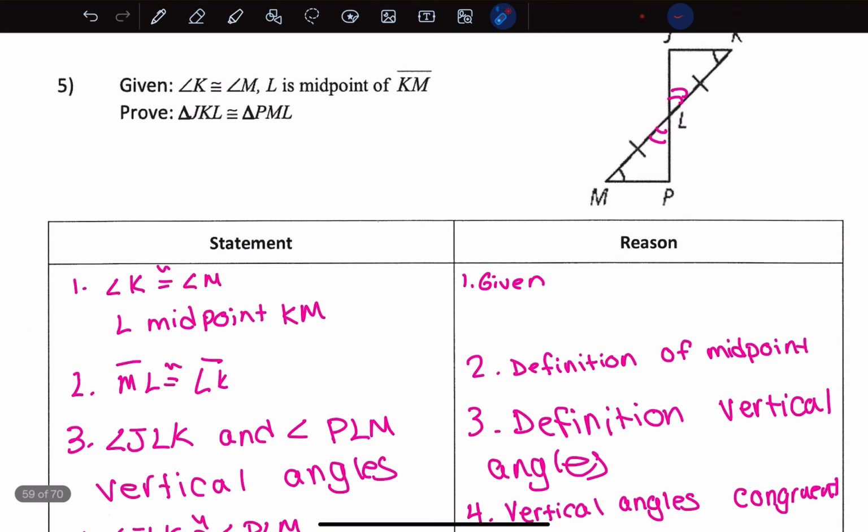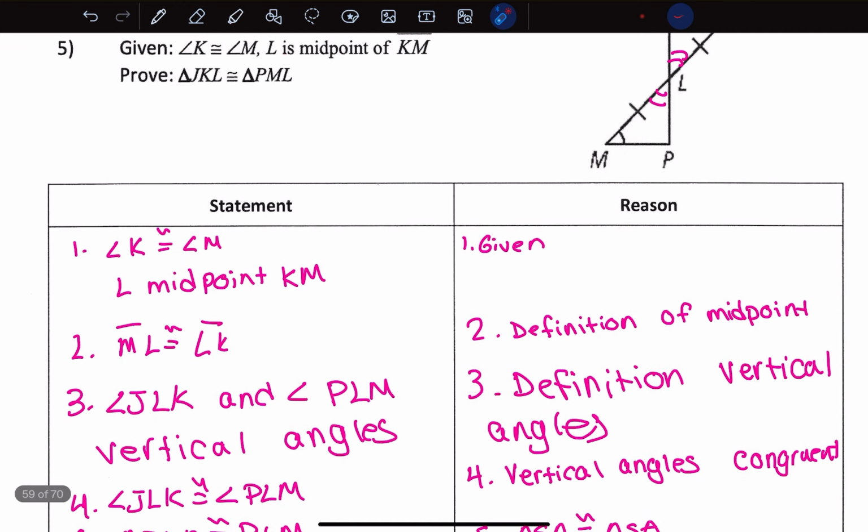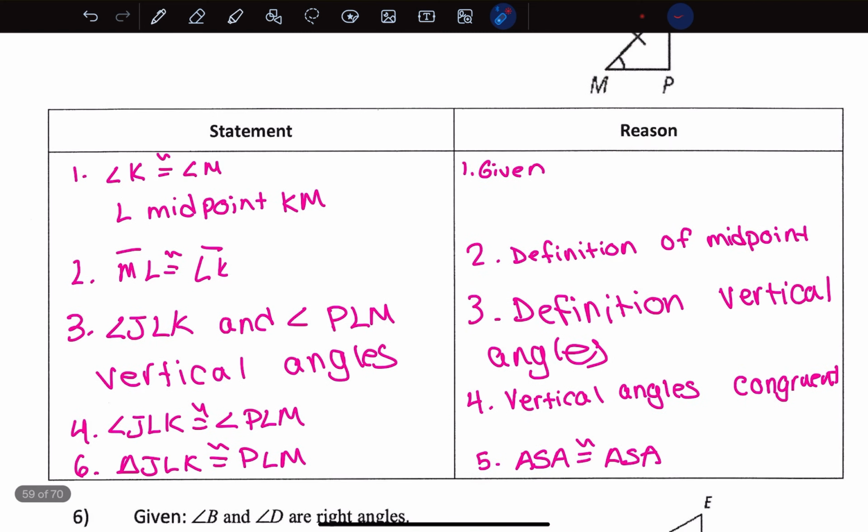Then, like I said, we have the bow tie, we have vertical angles. They are vertical angles, therefore they are congruent because vertical angles are congruent. Check. We were given K and M, so I already have A, I proved S, and I proved A. So therefore my triangles are congruent by angle, side, angle.